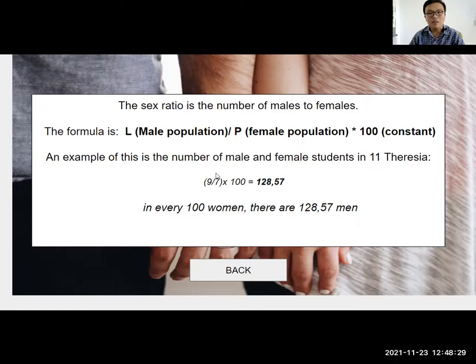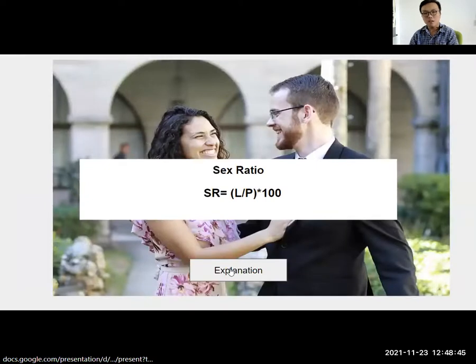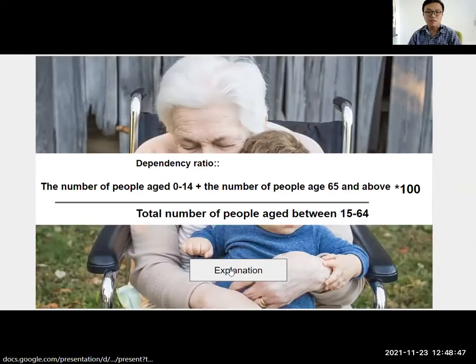For example, the number of male and female students in 11th grade. Say there are 9 males and 7 females, which means that for every 100 women, there are 128.57 men.